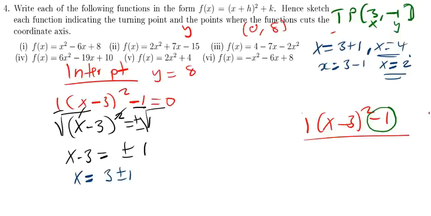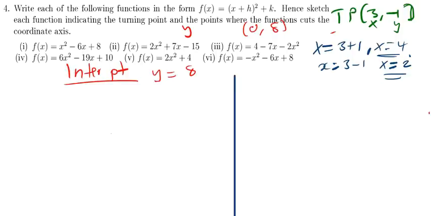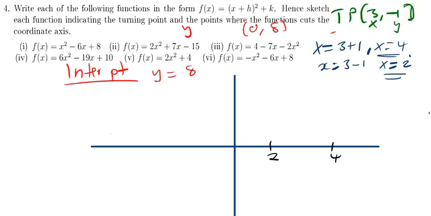Oh no, we're not done. We want to sketch. Now I have the x and y intercepts. Remember, now I can sketch this. The x-intercepts that I have are 2 and positive 4. The turning point is at negative 1 here, and the x value is 3.